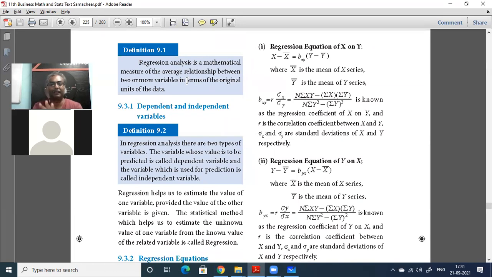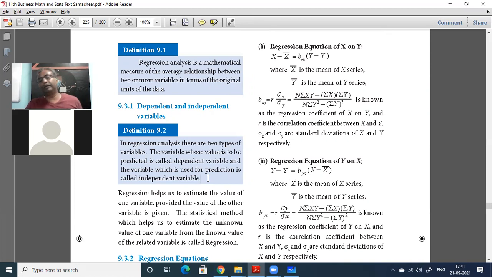One thing we need to understand: regression is a mathematical measure. What is it measuring? The average relationship between two or more variables. So here also it is not like normal statistics. It is like correlation only, because it is measuring the relationship between two or more variables. Okay. And in terms of the original units of data, x1, x2, y1, y2, based on that only, it is measuring the relationship. Why is it different from the correlation coefficient? That's what we have to see now. Okay, how is it different from the correlation coefficient?